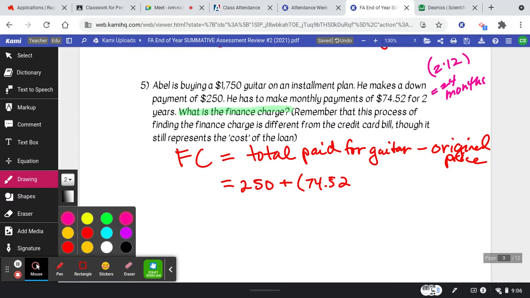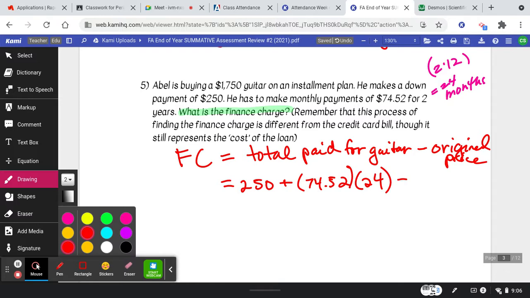What if on your final it says a 3-year installment? It's going to be 36 months. What if it's a 4-year installment? It's 48 months. You guys have to multiply that. Okay, so it's $74.52 for 24 months. Okay, we're going to have to multiply that in a second.